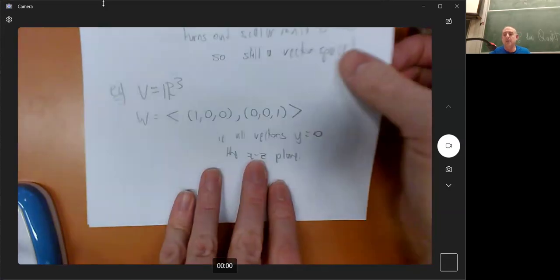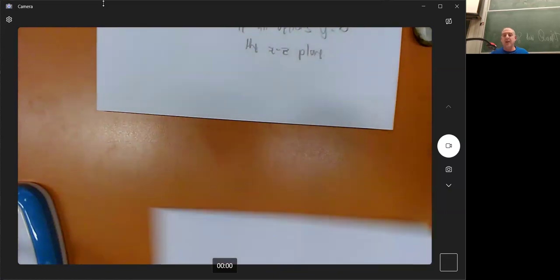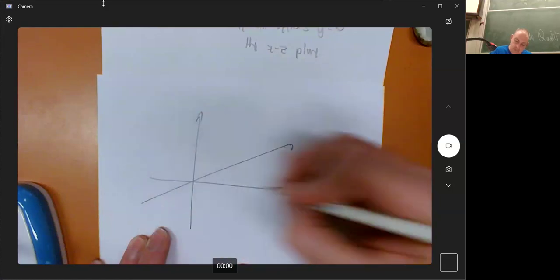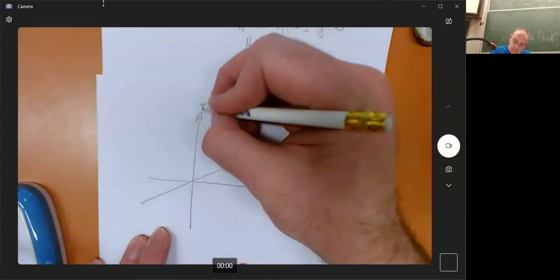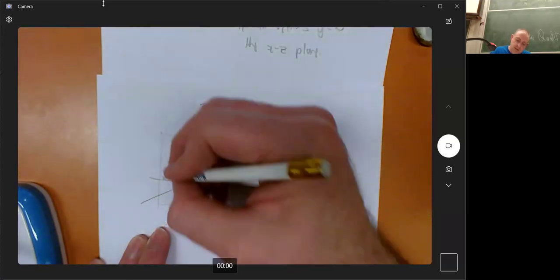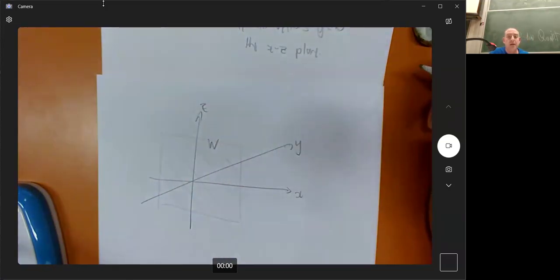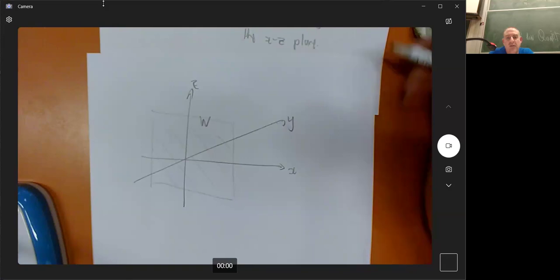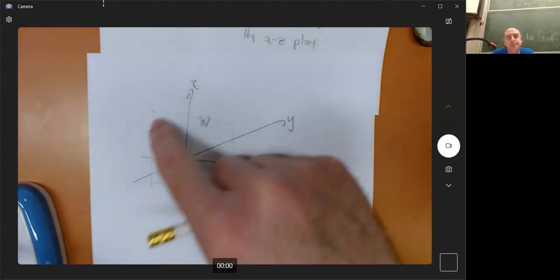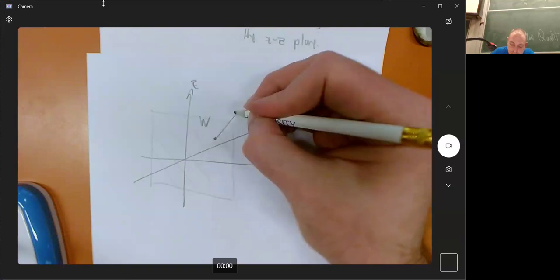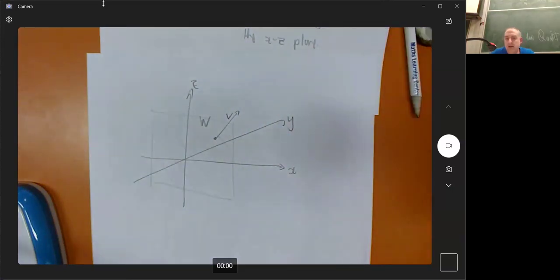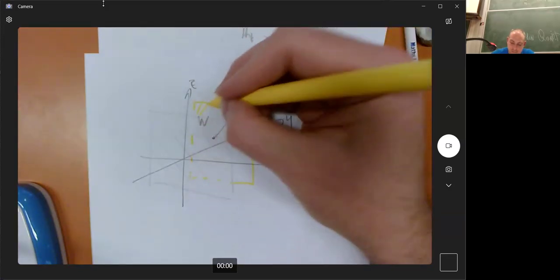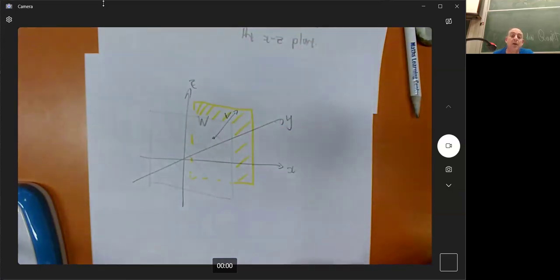So what do the cosets of the xz plane look like? There's a kind of a picture of the xz plane, that's W there. If I add the same vector to every point in this plane, I will get this plane, parallel to the original.